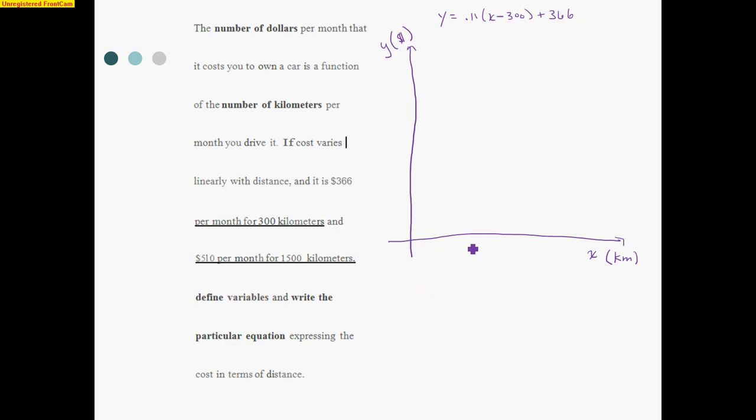I only use the first quadrant because it is not reasonable. Remember our reasonable graph assignment? It is not reasonable to have negative dollars or negative kilometers in this situation.